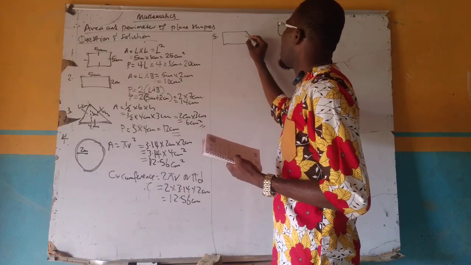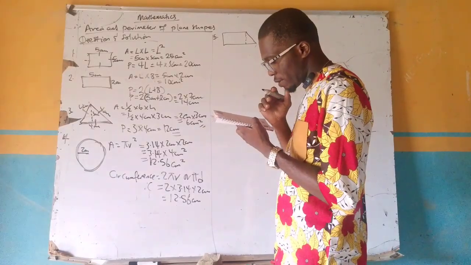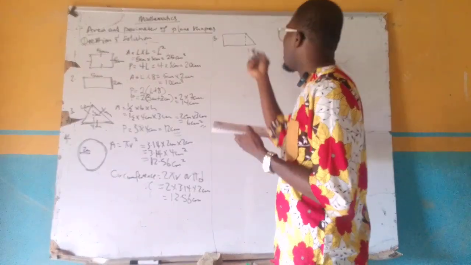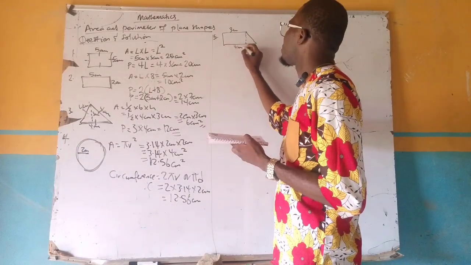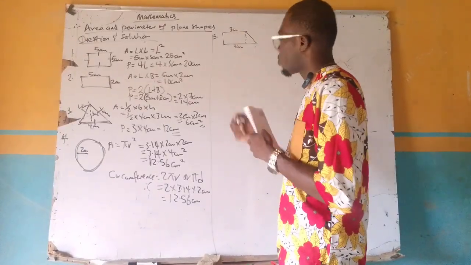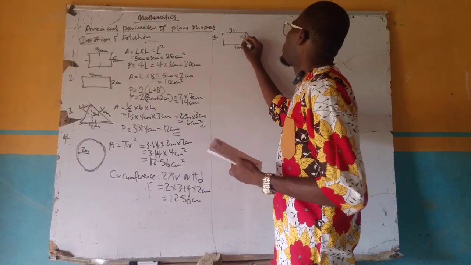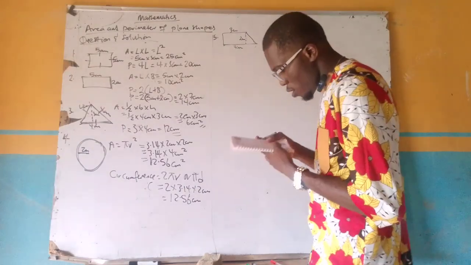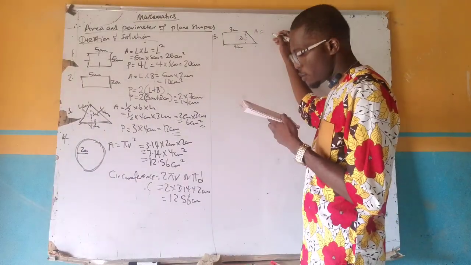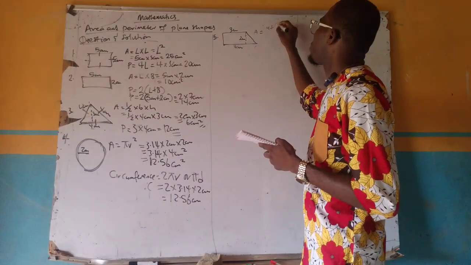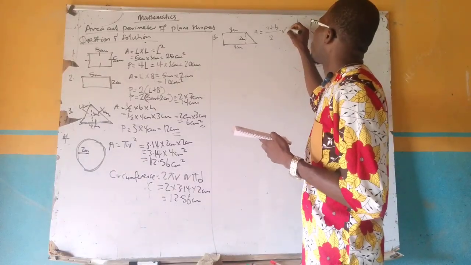A trapezium usually has a height, just like a triangle has height. So let's say we have 3 centimeter, we have 4 centimeter, and as this space is longer than the top, then we have the height as 2 centimeter. So we have to find the area of this shape. What's the formula for this? Area is equal to a plus b over 2 times h.